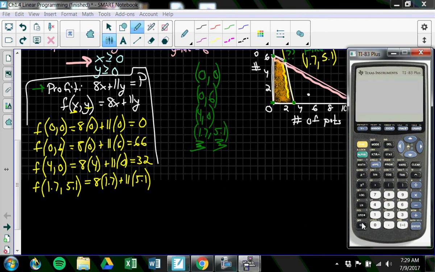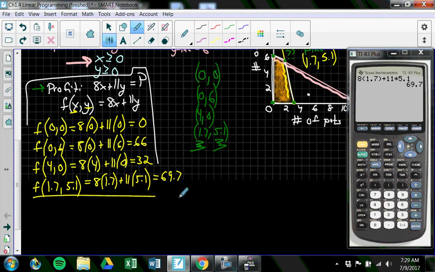This is me finding the point of intersection. If you want to check it real briefly, that was how I found it. 8 times 1.7 plus 11 times 5.1. Didn't use the parentheses, but that's okay. 69.7. This actually makes us $3.70 more than making just jars.